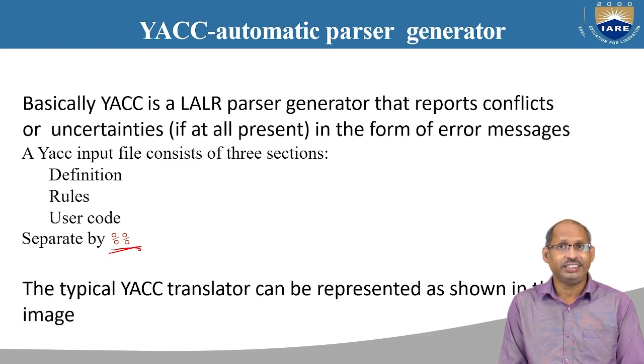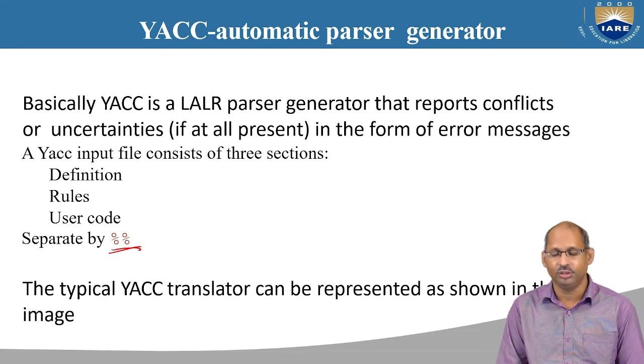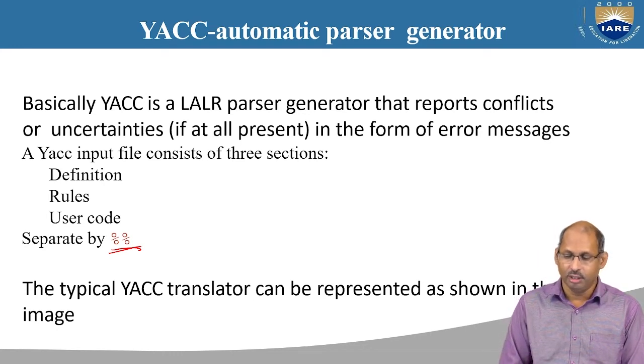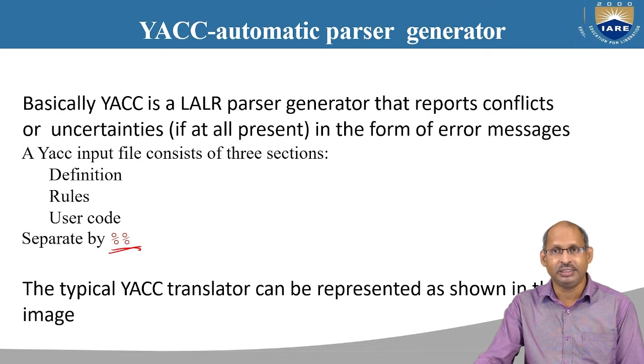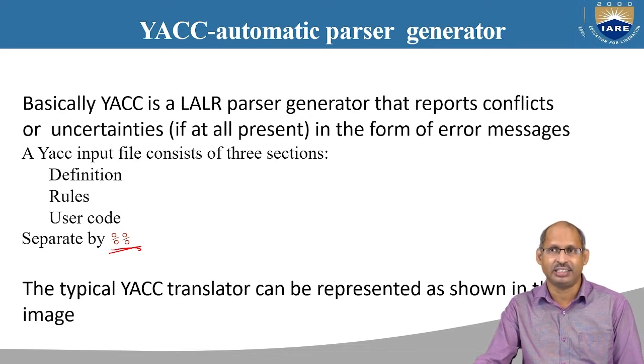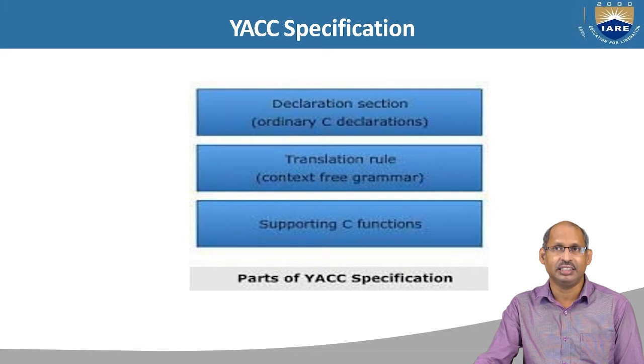There are three sections in the file: definitions, rules, and user code. So the YACC input file consists of three sections: definitions, rules, and user code. These sections are separated by two percentage symbols. Right? Here we represent that the YACC translator can be represented as in this diagram.